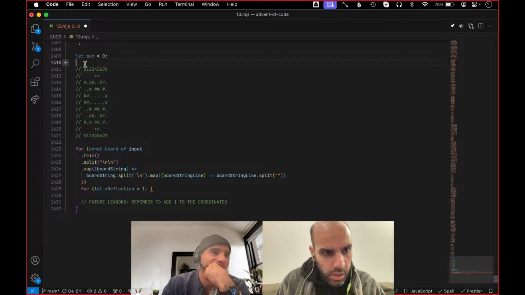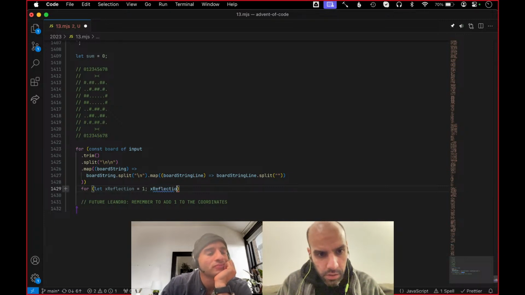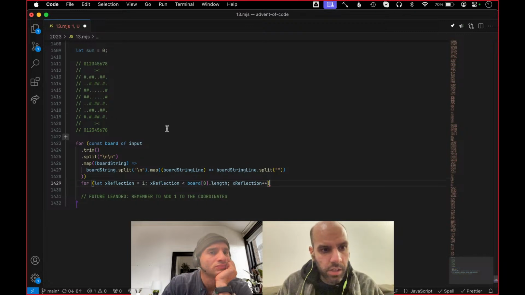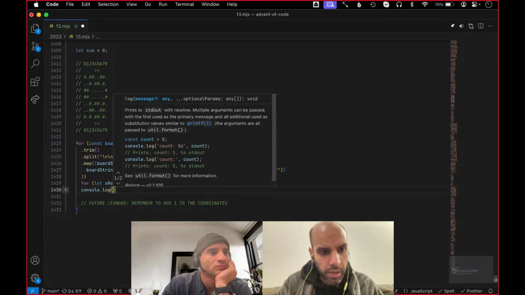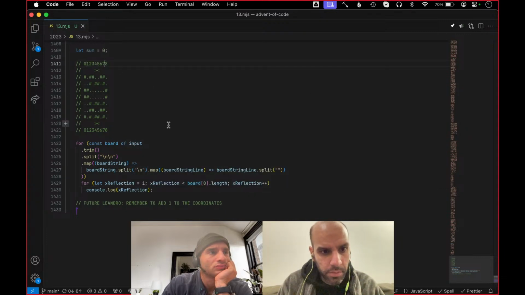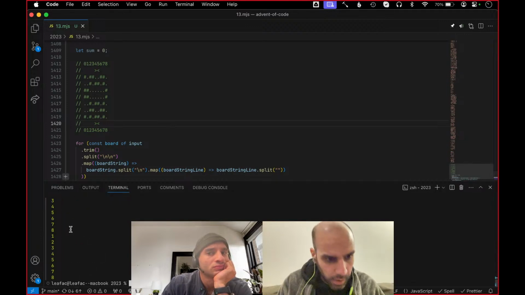And therefore, when working this out, I want to look up to number 8. So in this case, I want to go up to length minus 1. Or maybe x reflection less than, and not less than or equal. What is my board at 0 length? X of reflection plus. And if I did all this right, then my x of reflection should go from 1 up to 8 in the first example. And it does.